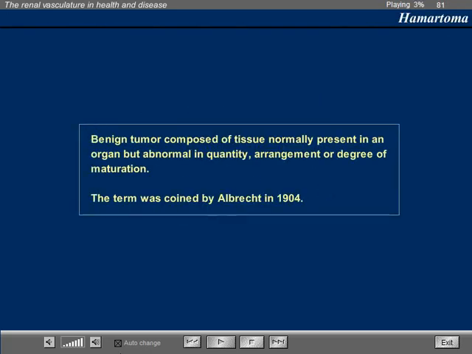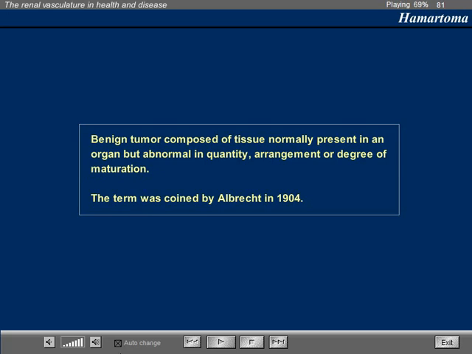The most common benign mass of the kidneys are the hamartomas. And we are now going to describe unilateral and bilateral hamartomatosis of the kidney. But what is a hamartoma? It is a benign tumor or tumor-like lesion composed of tissue which is normally present in any organ, but abnormal in quantity, arrangement, or degree of maturation.